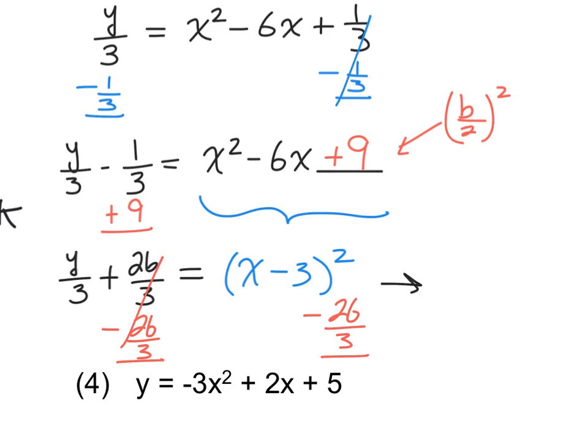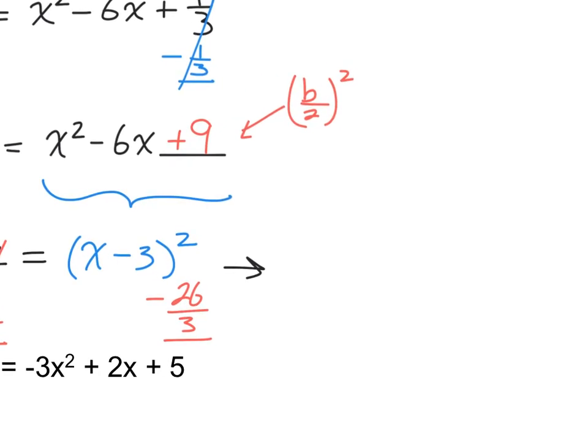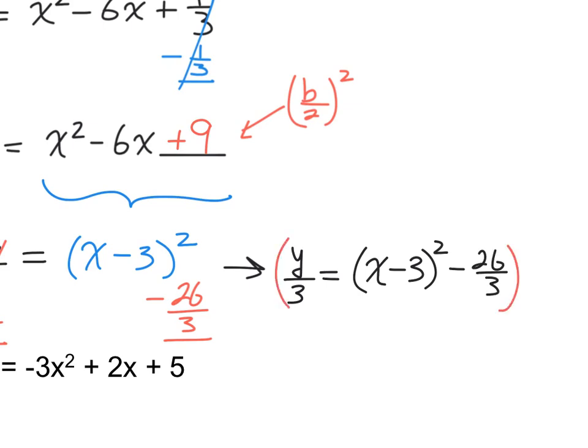And then after that, we'll multiply by 3. So y over 3 is equal to x minus 3 squared minus 26 thirds. And then again, as you said, we're multiplying by 3. So on the left, it just becomes y. We're multiplying each part by 3, so the binomial gets multiplied by 3. I'll just put a coefficient of 3 right in front. And what's negative 26 thirds times 3? The negative 26.